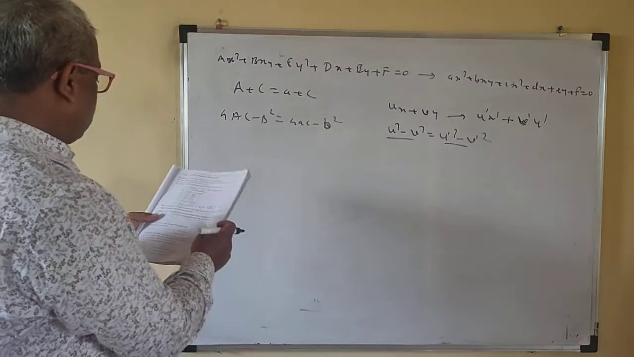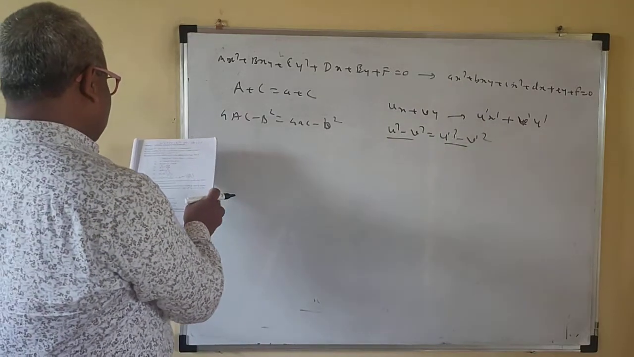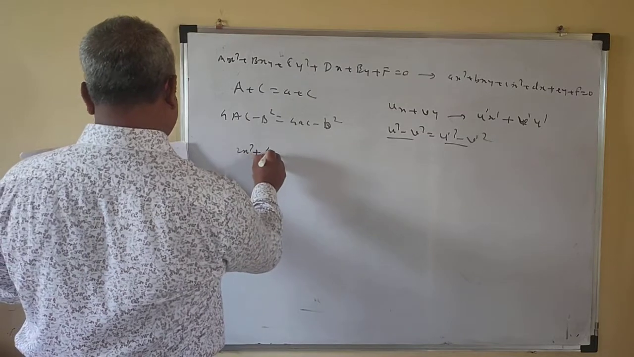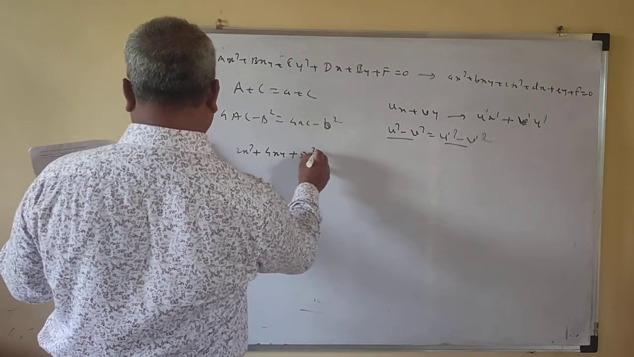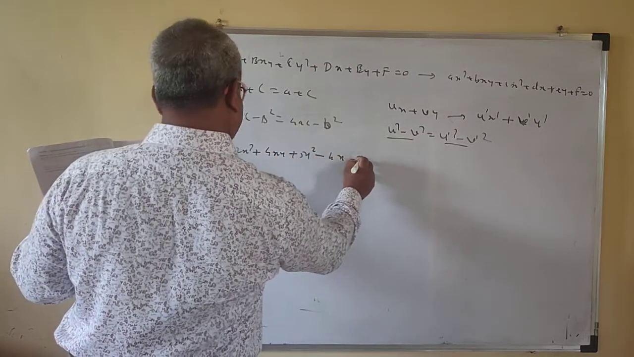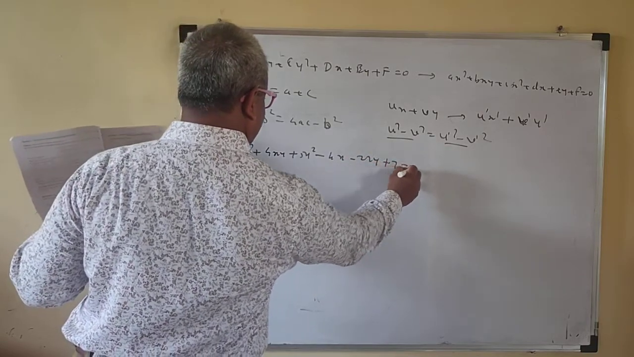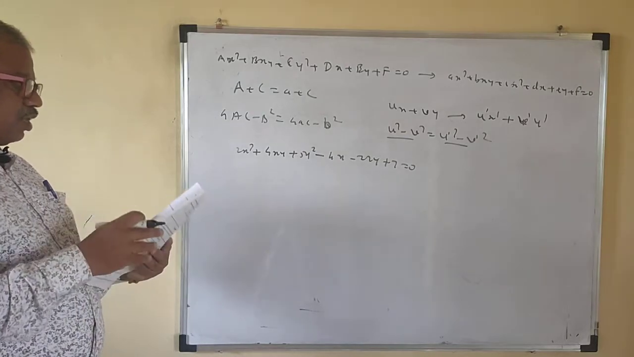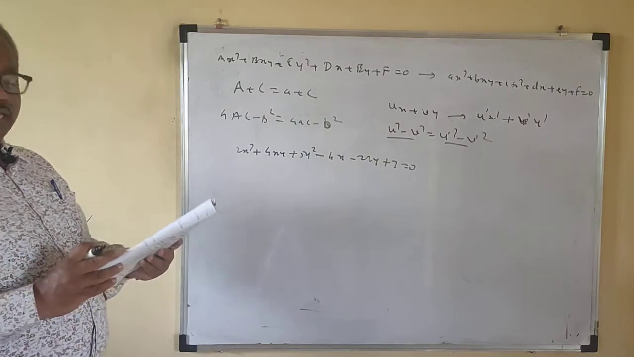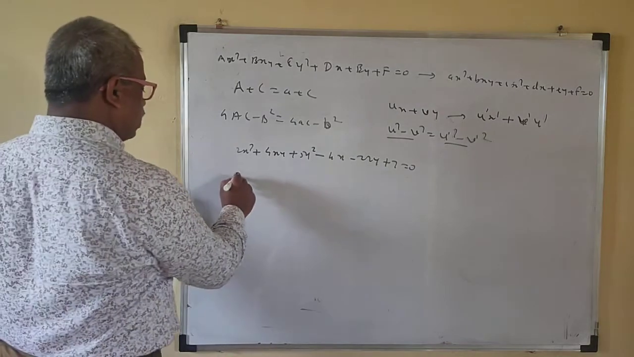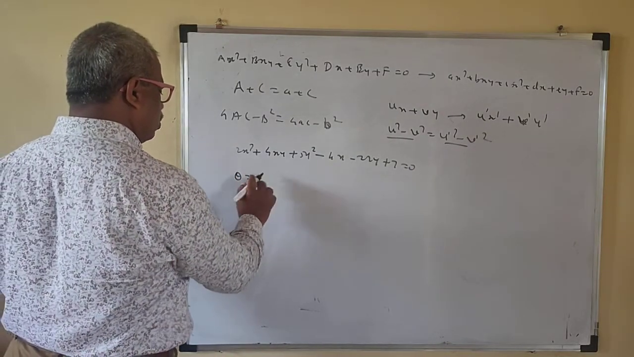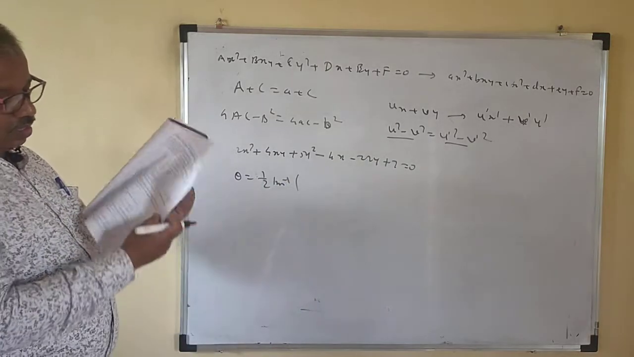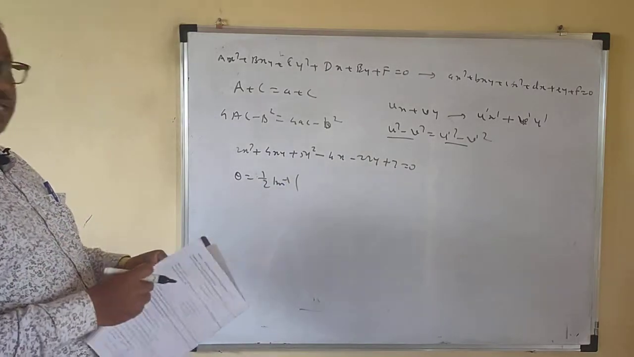Okay. Now suppose you are given this equation and you have to find the angle theta. Suppose this equation is given: 2x² + 4xy + 5y² − 4x − 22y + 7 = 0. And you have to find the angle theta such that the equation, when rotated, does not contain the product term. So the value is what? Tan... 1/2 tan inverse of b upon a minus c.